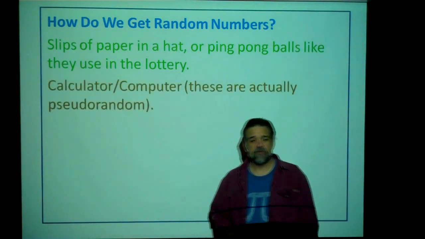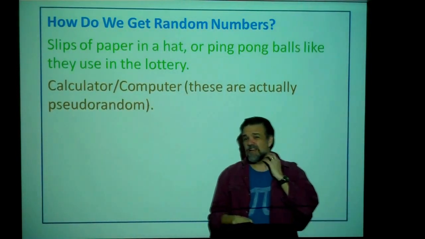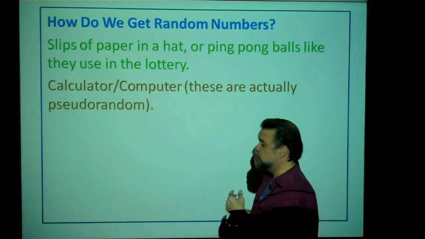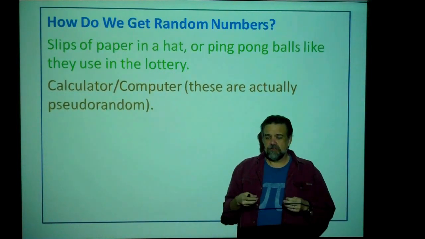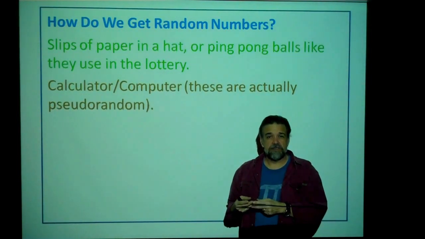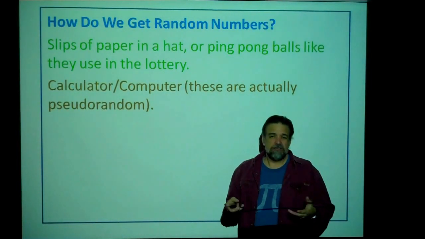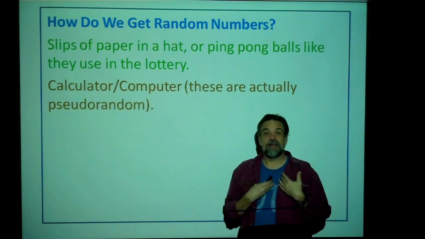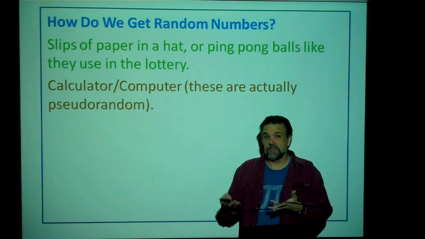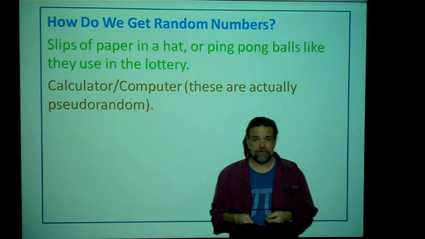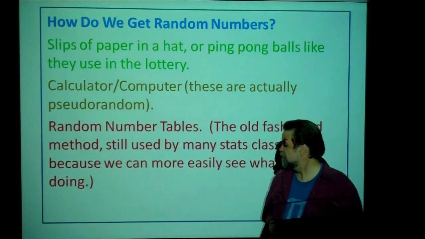Really the more common way of getting random numbers is by using a calculator or a computer, okay? Now, these are not exactly random numbers. They're pseudo-random numbers. And by pseudo-random, I mean a lot of them use the clock inside of a calculator or computer to come up with the number. So it's not completely random, but as far as I'm concerned, since I have no way of knowing beforehand what number is going to be selected, it's pretty random from my point of view. And then there are random number tables, okay?